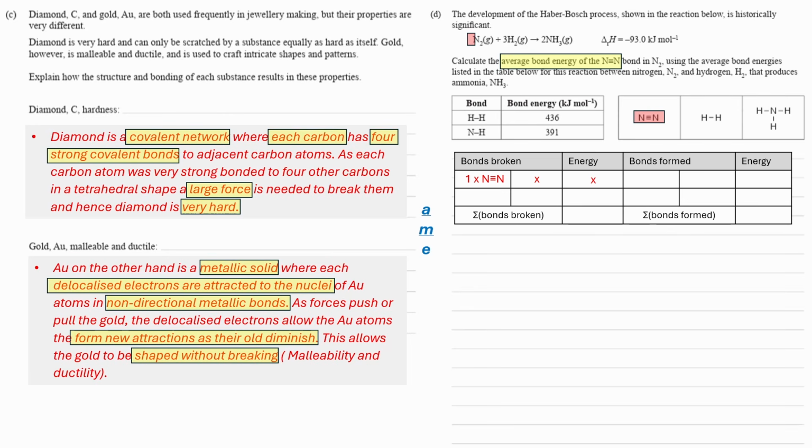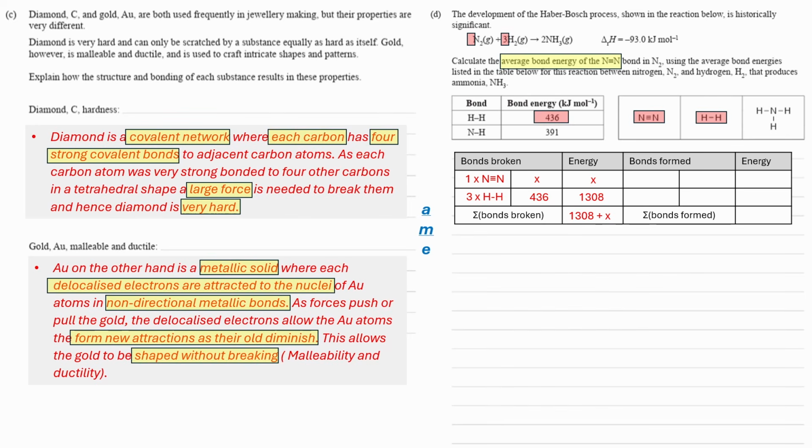The next bonds that are broken are the bonds on the left hand side. We have 3 H2s, so we can see that our H2 is an H to H bond, and we have 3 of them. So we have 3 H to H bonds. The value for an H to H bond from the table here is 436. So we multiply this by 3 and we get 1308. Now we can see the total amount of energy to break the bonds is 1308 plus X. Remember, X is our unknown.